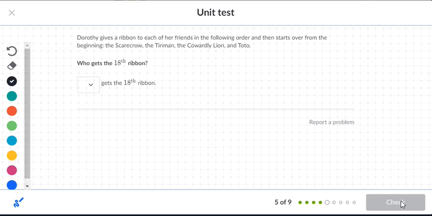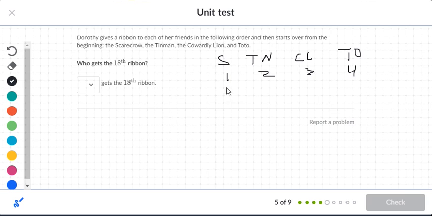Okay, next one. Dorothy gives a ribbon to each of her friends in the following order and then starts over from the beginning. So we've got Scarecrow, Tin Man, Cowardly Lion, and Toto. So we'll say S, we'll say TM for Tin Man, we'll say CL, and then we'll say TO. So again, we can start this off 1, 2, 3, 4. So I predict that on the last column here, 4, we're going to be counting by 4s.